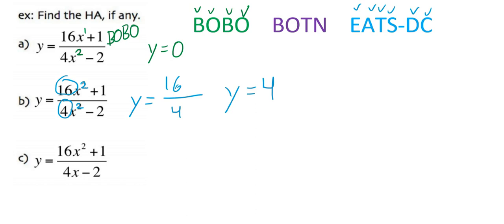The third example, example C, the degree on top is 2. The degree in the denominator is 1. Since it's bigger on top, there'll be no horizontal asymptote. None. No horizontal asymptote. We'll do some more examples.